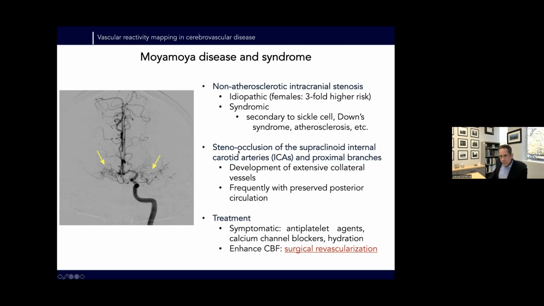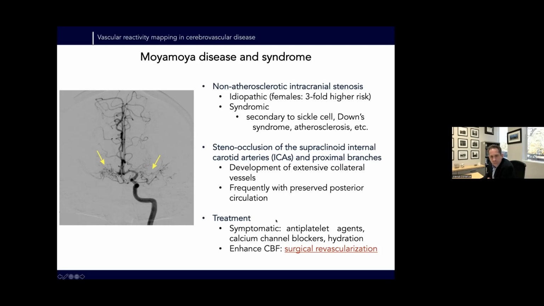What happens in these patients is you get steno-occlusions, a narrowing or occlusion of the supraclinoid internal carotid arteries or the proximal branches. So it's an intracranial vascular stenosis. You get narrowing of the intracranial vessels. And as a result, your brain will develop these collateral vessels to circumvent that stenosis, and they look like a puff of smoke on a catheter angiogram like that. So that's where the name Moyamoya comes from. It means puff of smoke in Japanese.